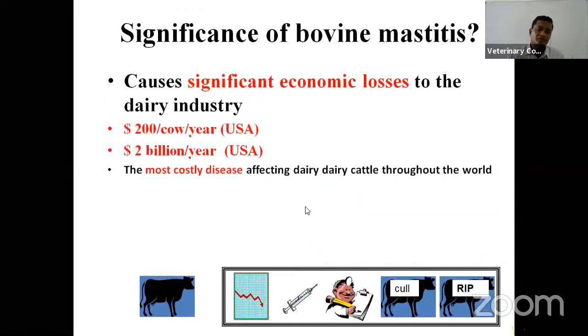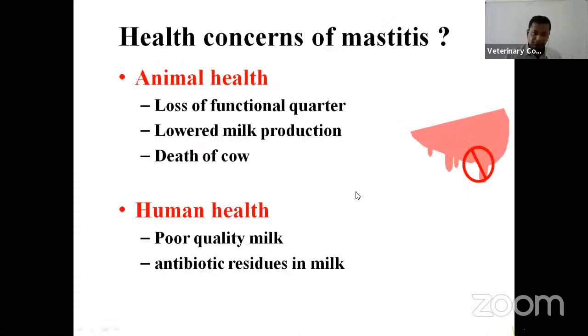And when it comes to economic loss, there is a huge economic loss associated with mastitis. Number one, the mastitic animal's milk is rejected. Number two, there is treatment that should be given to the cow for recovery. Number three, at times there is death of the cow, or in developed countries, if the mastitis becomes untreatable, the animal has to be culled. So there is loss of the cow itself. Why? It is suffering from mastitis. So there is a huge loss to the dairy farmers whenever an animal suffers from mastitis. That is why whenever we talk about the concerns associated with mastitis, they are due to either animal health or public health.